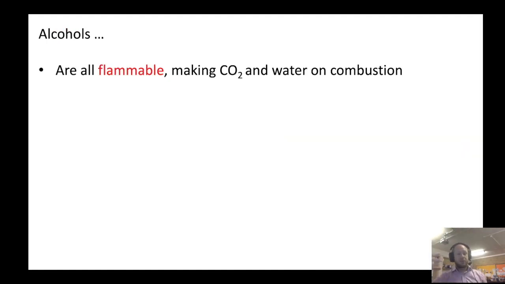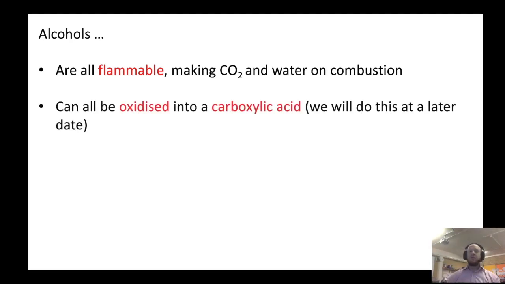Now let's talk about these properties. All alcohols are flammable, which means they do combustion, and just like all things that combust, they're going to make carbon dioxide and they're going to make water. They can also be oxidized.